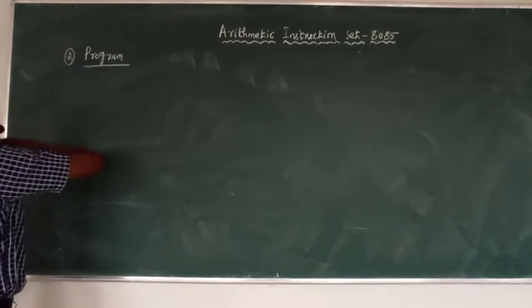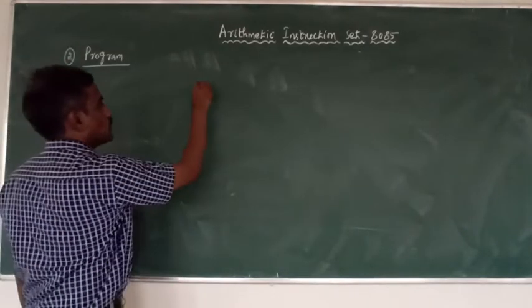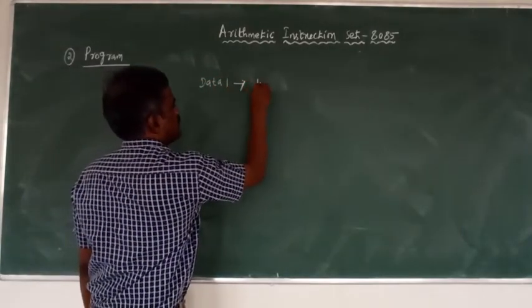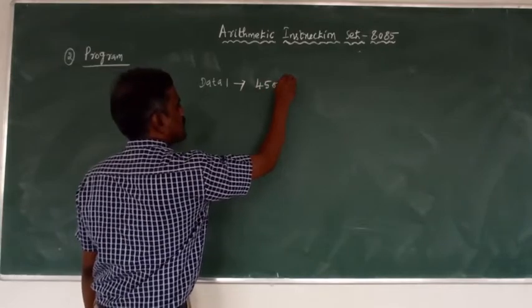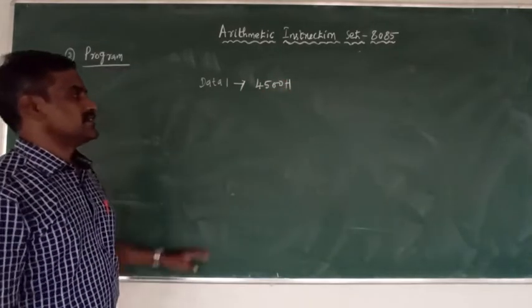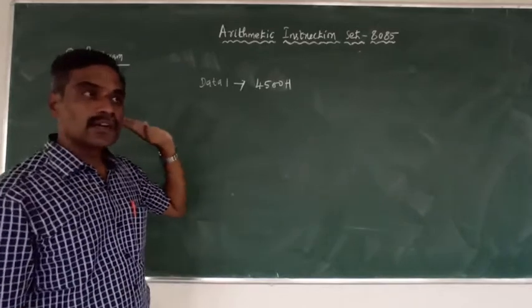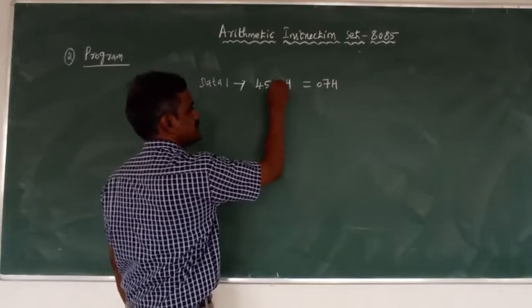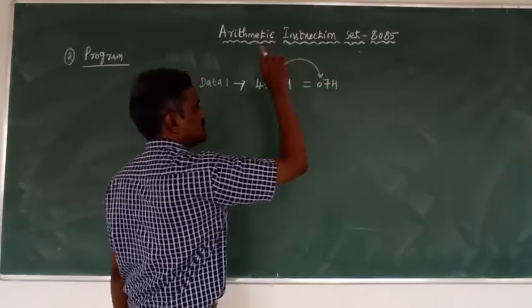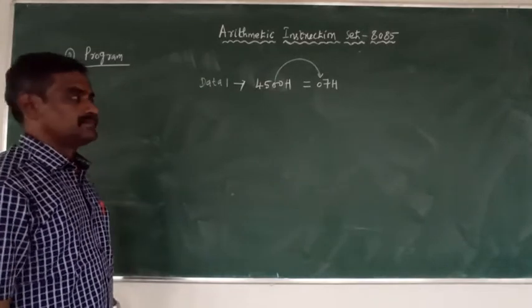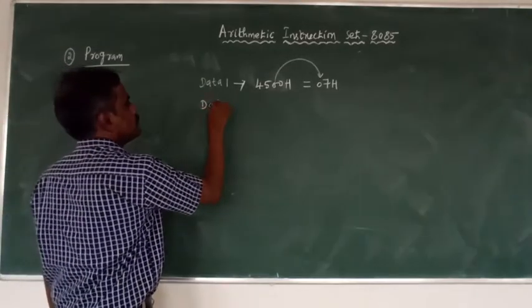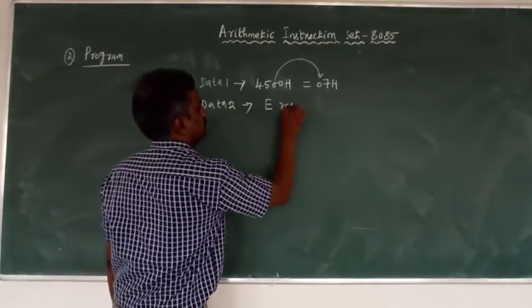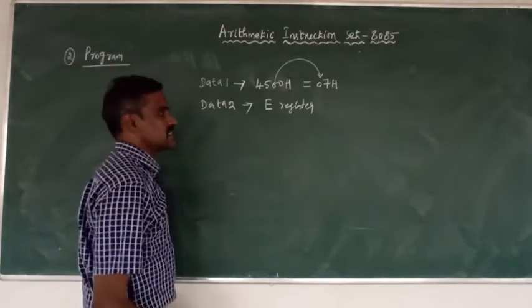Second program. Data 1 is available at address location 4500. Data 07 is available in this address location. And data 2 is in the E register.